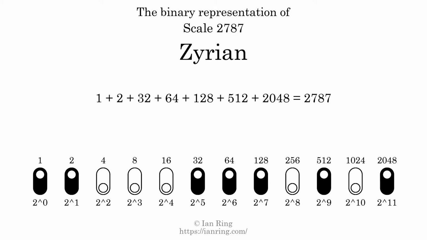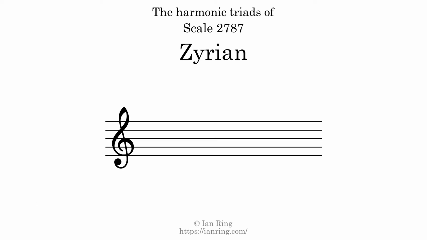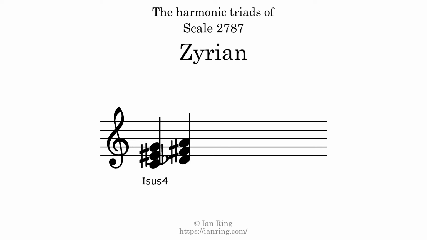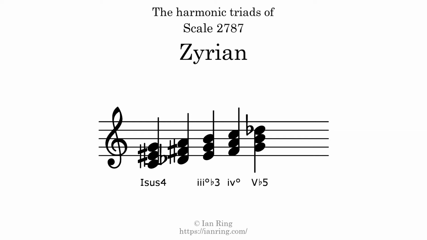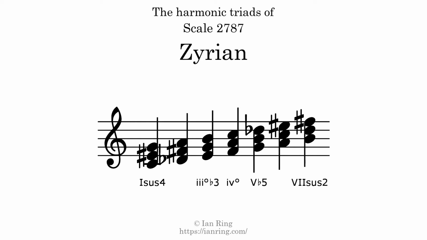2787. The scale number not only enumerates the scale with a unique index, but it also literally describes the tonal content of the scale. Represented as a binary number in base 2, the scale number is 101011100011. Here are the harmonic triads present in this scale. sus4, unnamed, diminished flat 3, diminished, major flat 5, unnamed, sus2.